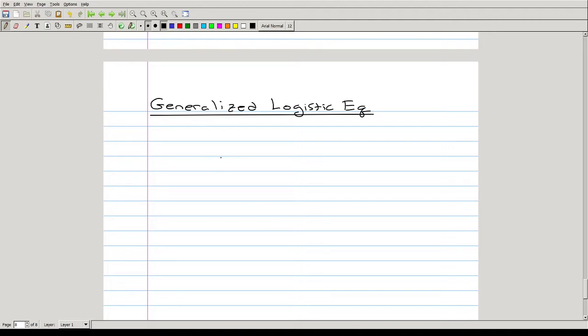We talked about before the logistic equation model, which in dimensional form was the assumption that the rate of change of population was equal to some rate constant r, times the population at time t, times 1 minus the population over the maximum population.